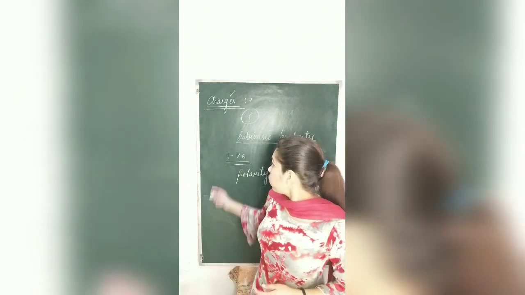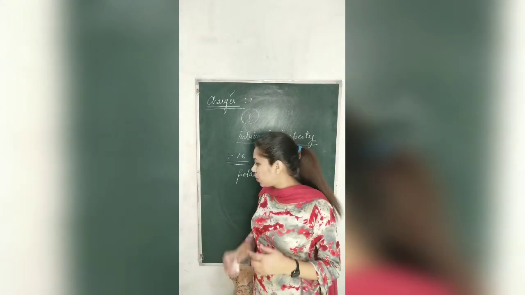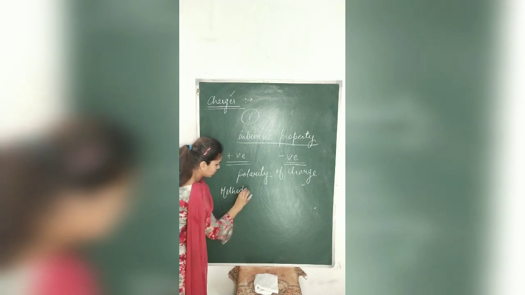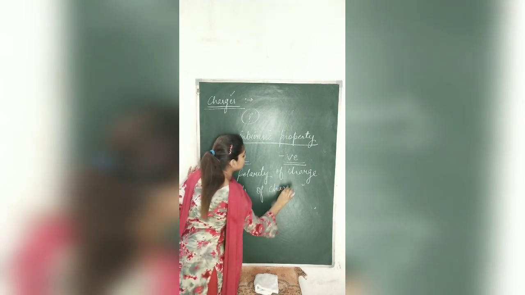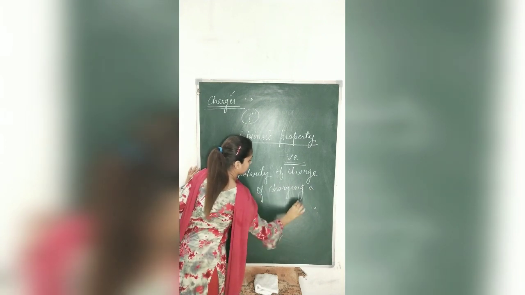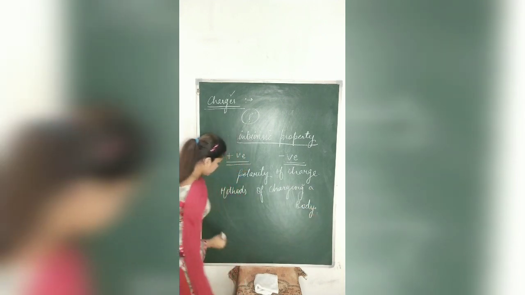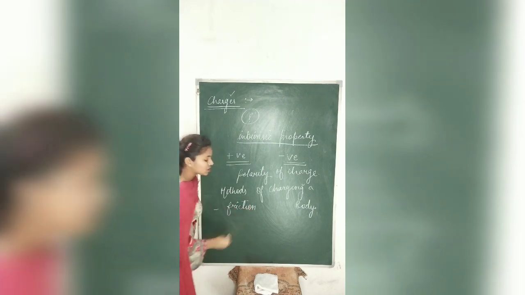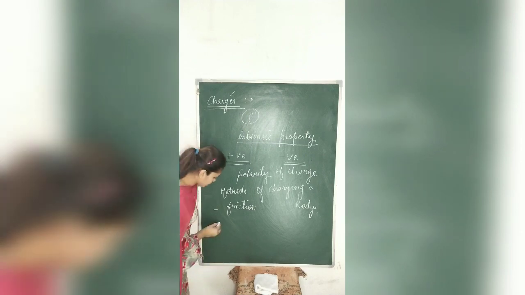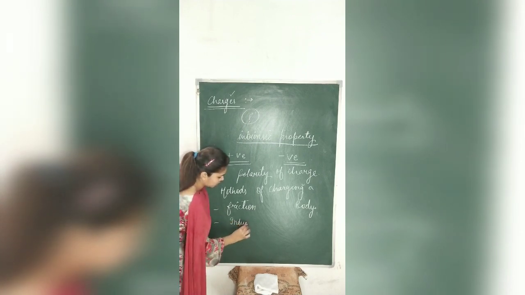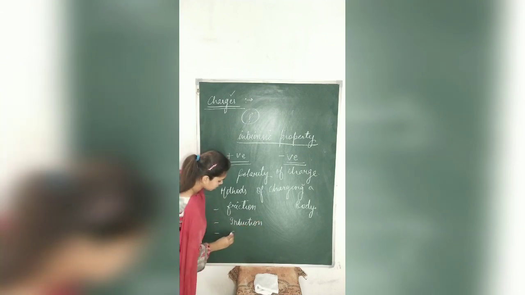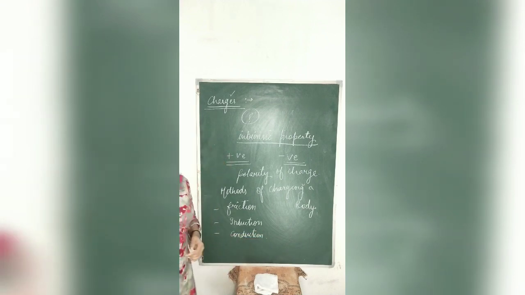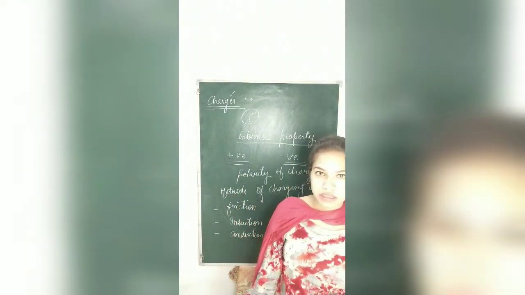So what are the methods of charging a body? The methods of charging a body are: first is the friction method. Frictional means the body gains charge with the help of friction. Second is induction. And third one is conduction. So let's start with the first method, that is friction.